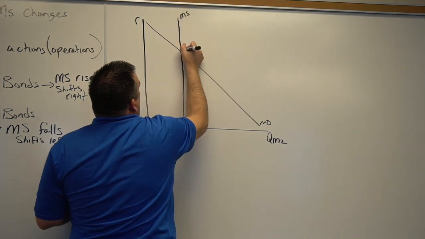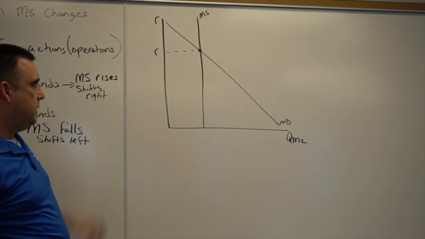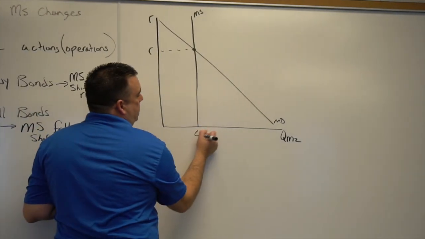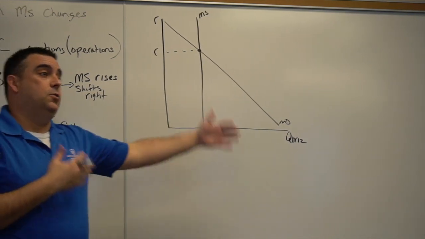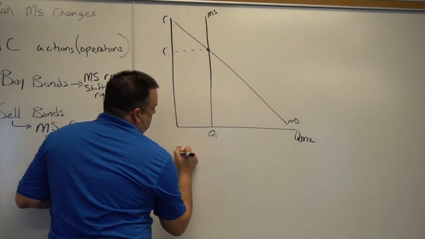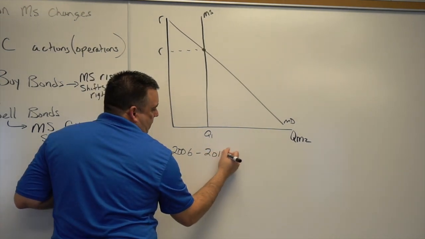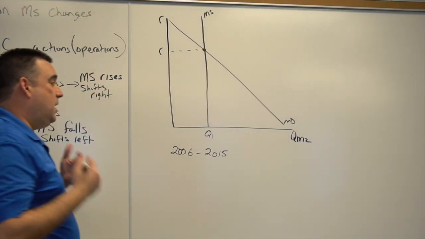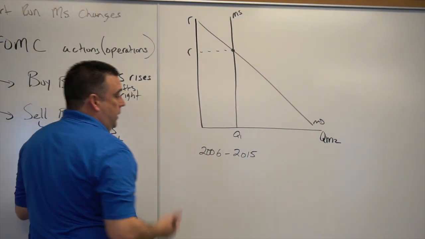Money supply, let's just say some arbitrary interest rate, which again, probably is too high on my graph, but that's okay. So what has the Federal Reserve been doing lately? Again, what did they do between 2006 and, let's call it, 2015? They were constantly buying bonds. And again, we are seeing this in the news lately, right?